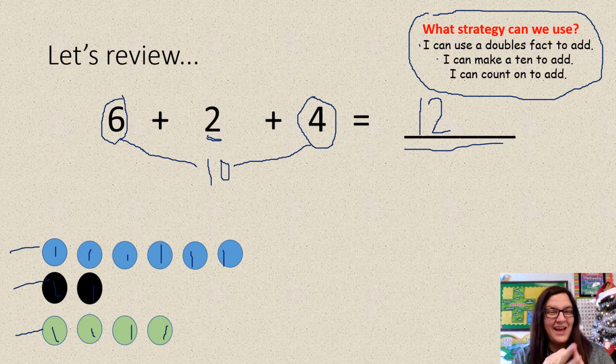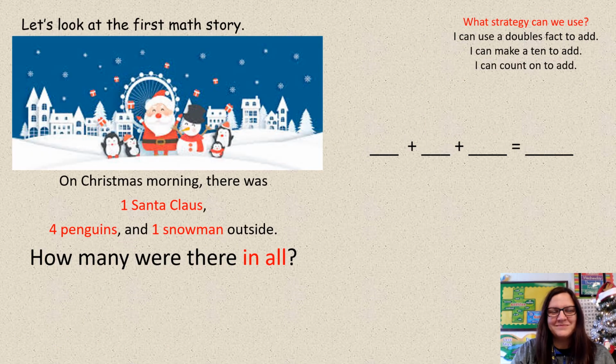Can you count on to add? Can you do any of those things before you do a picture? Now let's see if we can look at this math. The first math story that we had, remember it said on Christmas morning there was 1 Santa Claus, 4 penguins, and 1 snowman outside. How many were there in all?